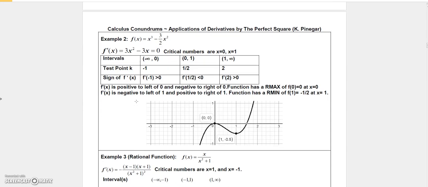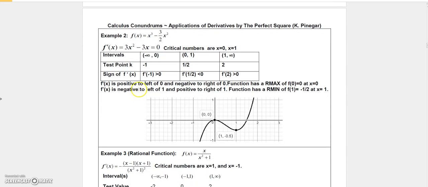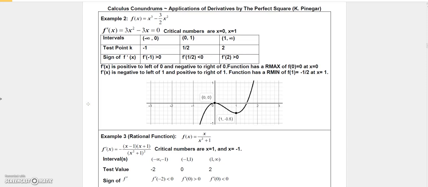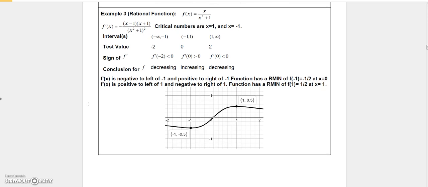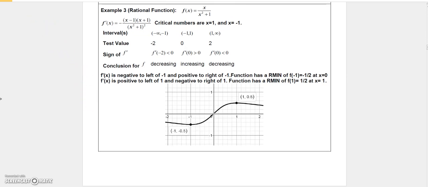Okay, now you can pause the video and do this one, but just do it just like the one I just did, because this is just another polynomial. And so it's very similar to the first one. So I'm not going to do this one. I'll let you do this one as a practice problem. So pause the video and then work it, and then you can see if you get the same thing that I got. Now the next one is a rational function.